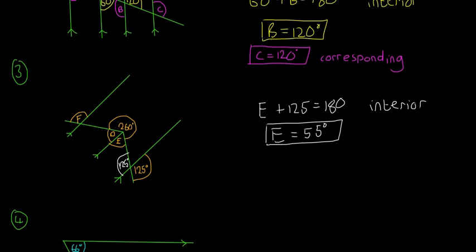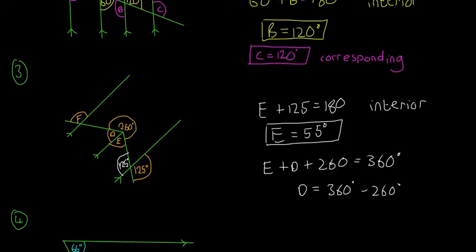Now we have this entire circle here, so we can say that E plus D plus 260, that's all going to be equal to 360 degrees. So that means that D is equal to 360 degrees minus 260 degrees, just moving this to the other side, minus E, which is 55 degrees, minus 55 degrees, and we're going to be left with D is equal to 45 degrees.